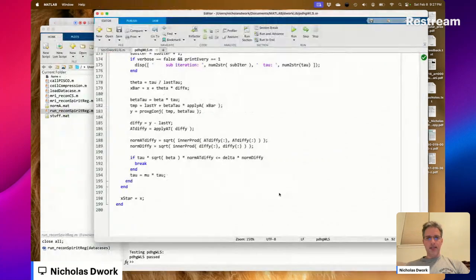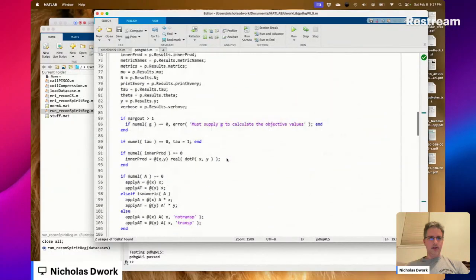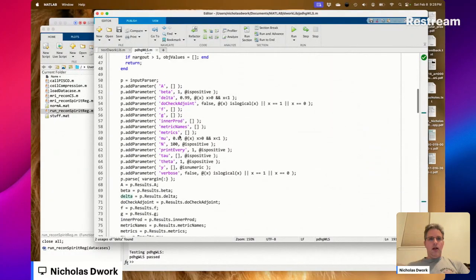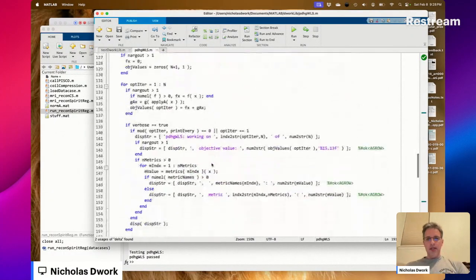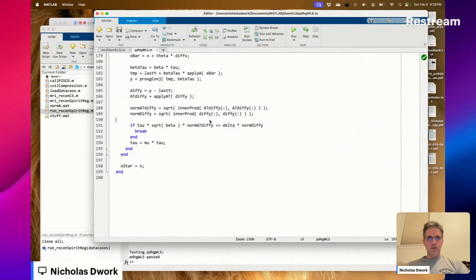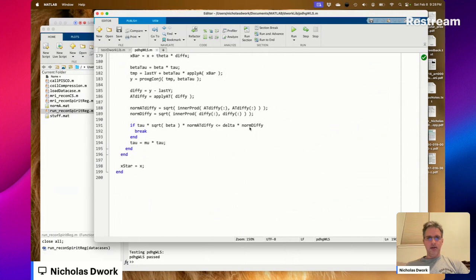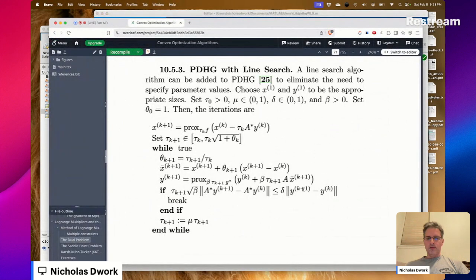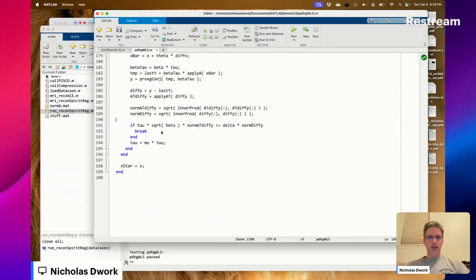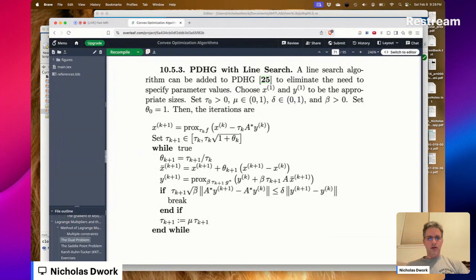If that's less than or equal to delta, where the heck is delta? Delta's 0.99. Okay. Times the norm of diff y. Then break. Else tau is equal to mu times tau. And then you do it again.